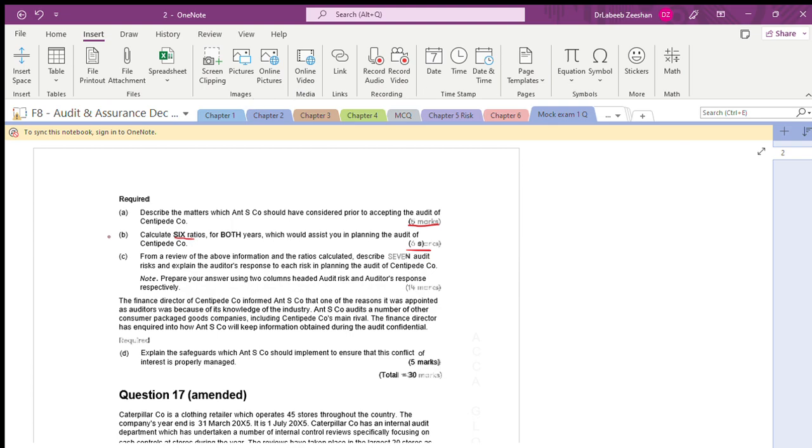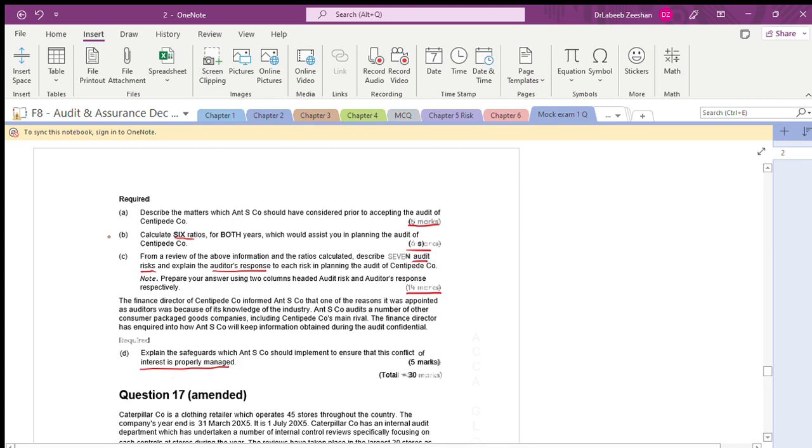Next, from a review of the above information and the ratios, describe 7 audit risks and audit responses. How many marks? 14 marks. Explain the safeguards which should be implemented to ensure the conflict of interest is properly managed.